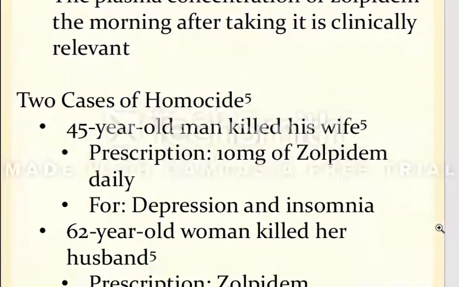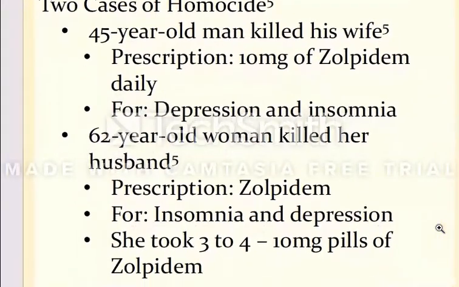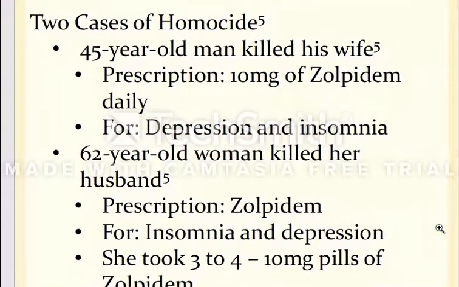There were also 2 cases of homicide. In the first one, a 45-year-old man killed his wife. He was taking 10 milligrams of Zolpidem daily. He was suffering from depression and insomnia. And he does not have any recollection of having killed his wife. He was described as being out of it and not really acting like himself the days before and the days following the murder. He was reported to have been unable to sleep, having been distraught and agitated.